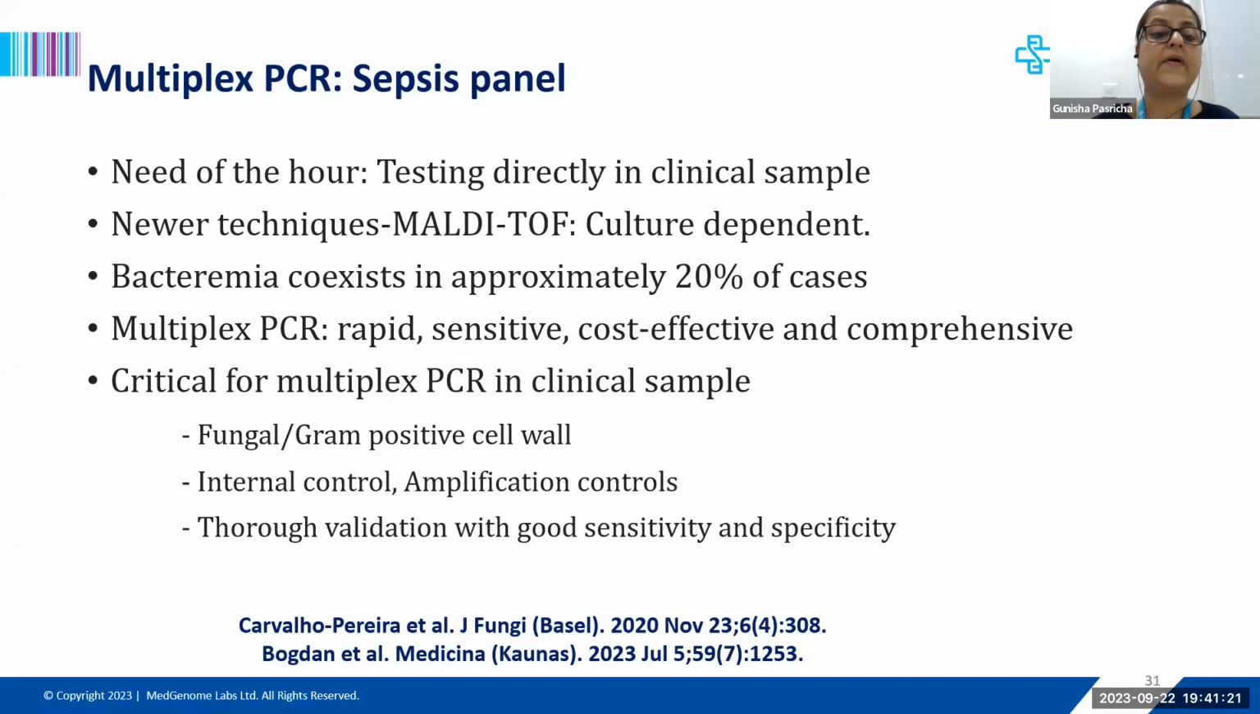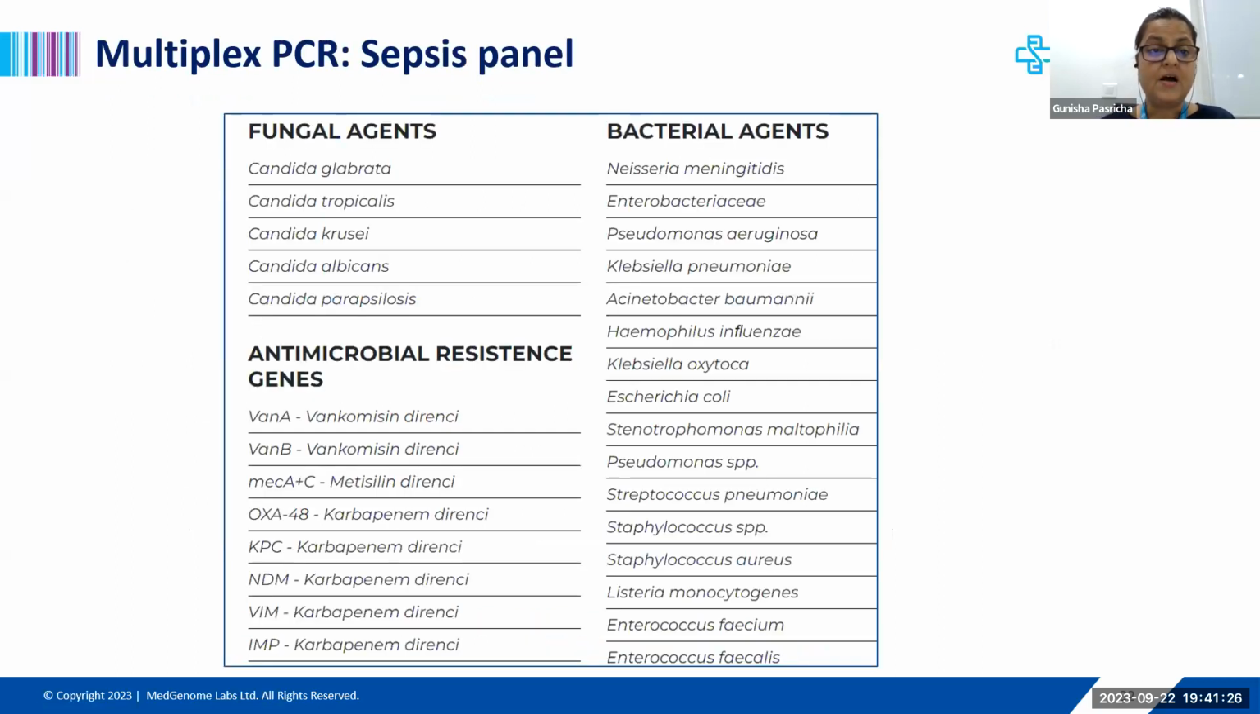The panel which I'm talking about is a CE-IVD approved panel, which we actually offer. This is the sepsis panel, which has 5 Candida species. It has 9 antimicrobial resistance markers, covering vancomycin, MECA, and all the carbapenems for the gram-negative bacteria, and bacterial agents which include gram-positives and the most common bacteria known to cause sepsis. Again, this does not cover viruses.